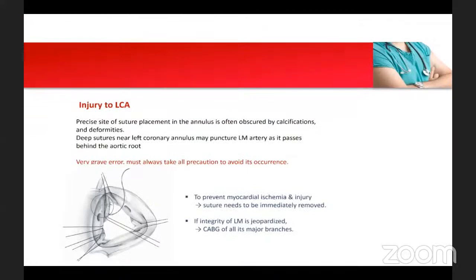Another complication is injury to the left coronary artery or left coronary ostium. The precise site for suture placement into the annulus is often obscured by calcification and deformities. So a deep suture near the left coronary annulus may puncture the left main as it passes behind the aortic root. We must always take all precautions to avoid its occurrence. And to prevent myocardial ischemia and injury, the suture needs to be immediately removed. And if the integrity of the left main is jeopardized, then we have to bypass the affected vessel.